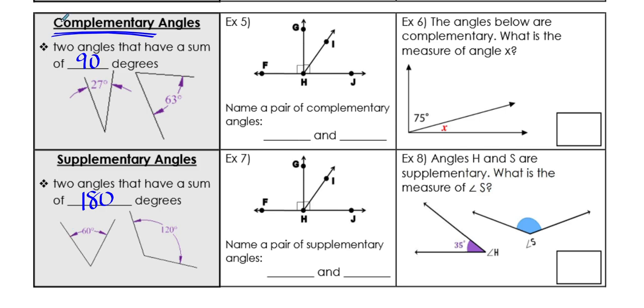Easy way to remember that, if you put a line right here, the letter C turns into a 9, and then you have a 0 next to that. That forms the number 90. Complementary are always adding up to 90. 27 plus 63.